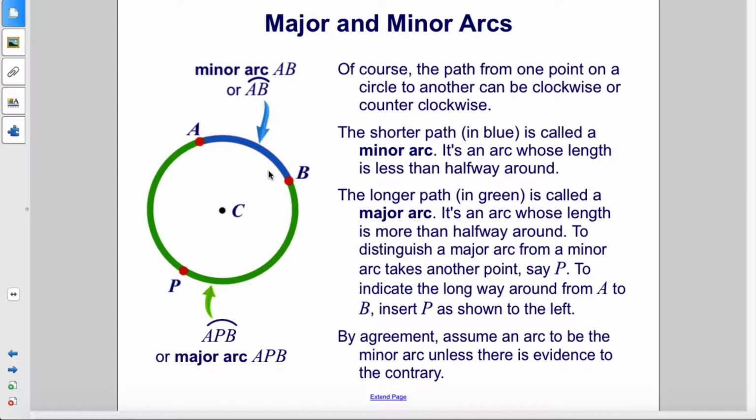To distinguish a major arc from a minor arc takes another point, say P. To indicate the long way around from A to B, insert P as shown to the left. By agreement, assume an arc to be a minor arc unless there's evidence to the contrary.